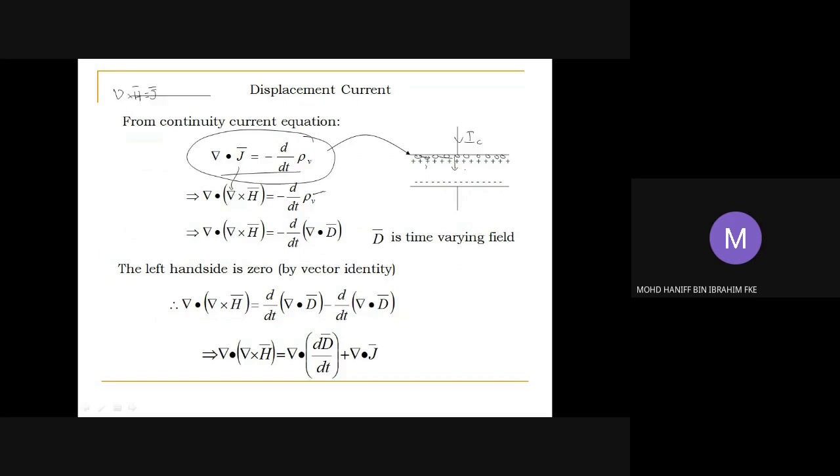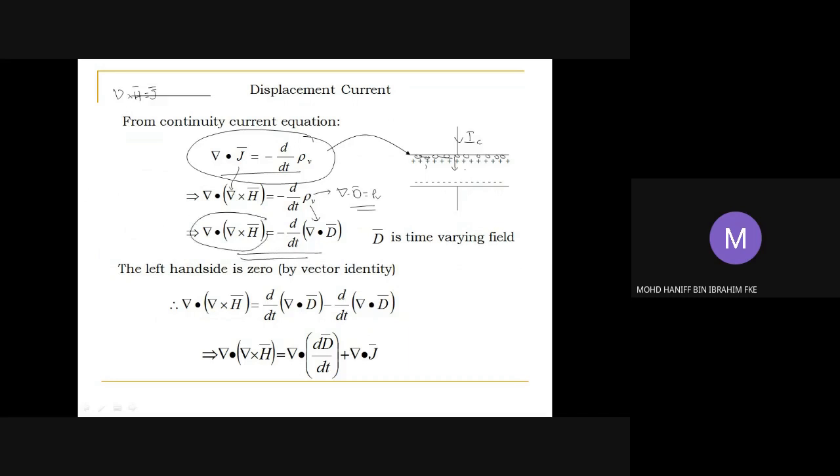And we have learned also from the first Maxwell equation, which states that the divergence of D equals rho V. The divergence of the flux equals the charge. So based on that, we change rho V to the divergence of D. Then we have the divergence of the curl of H equals this. So we can see this relationship between H and D.